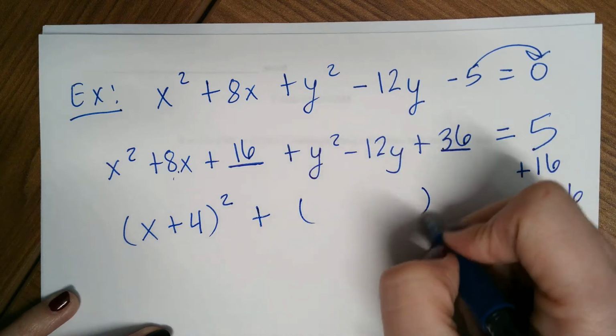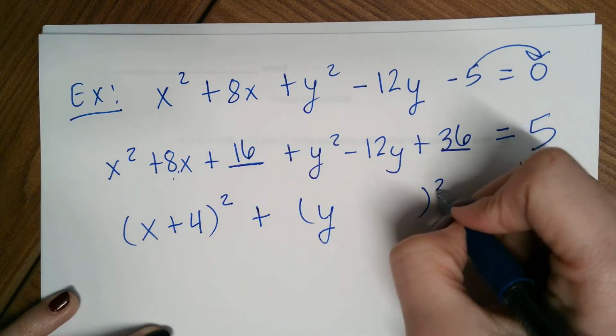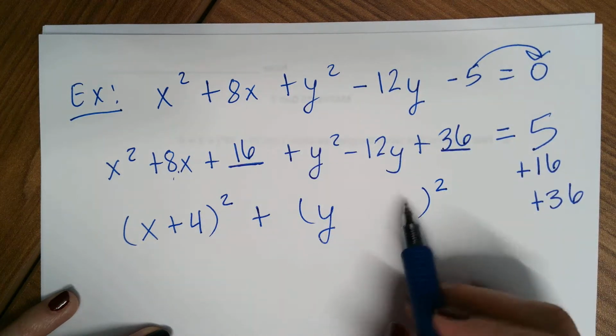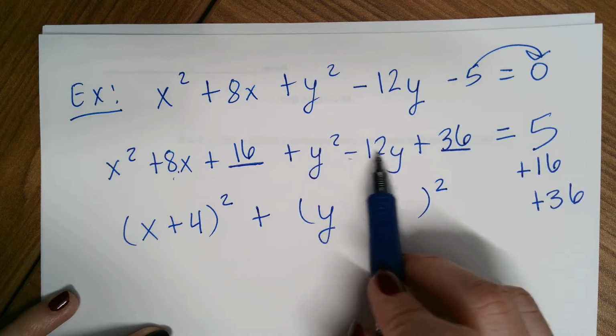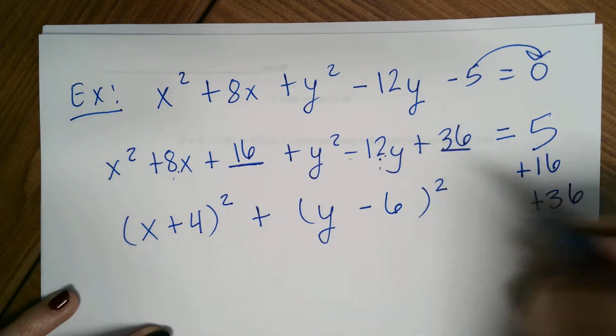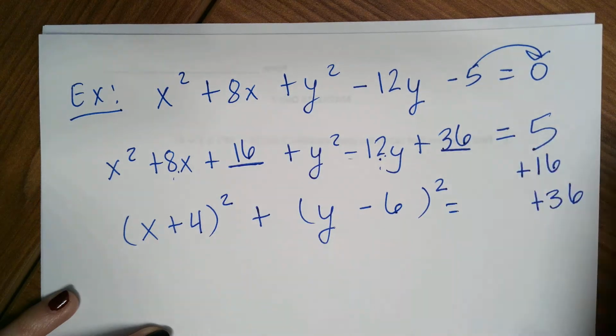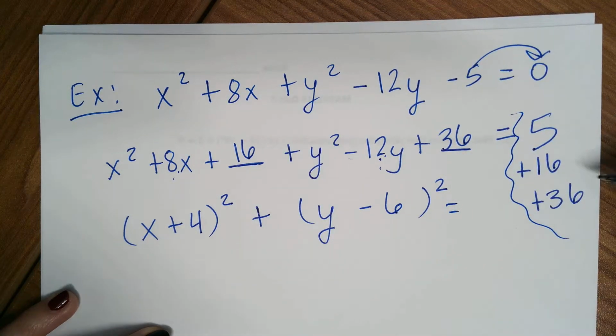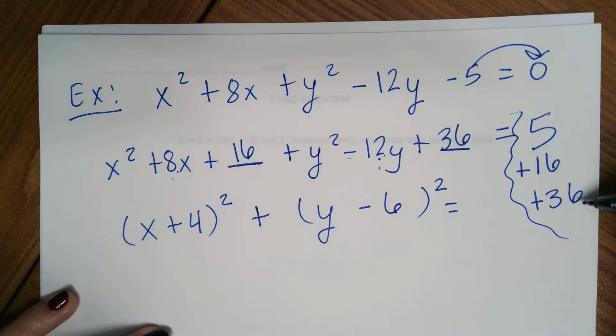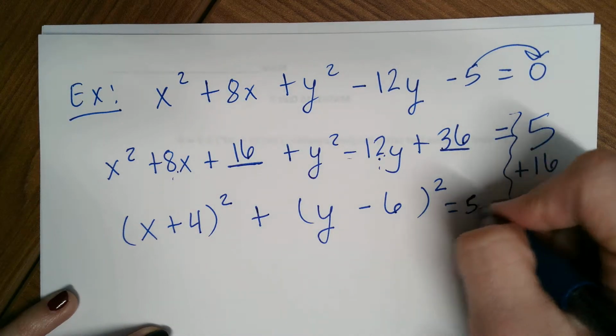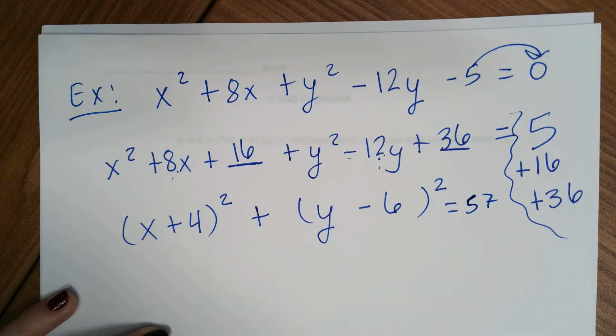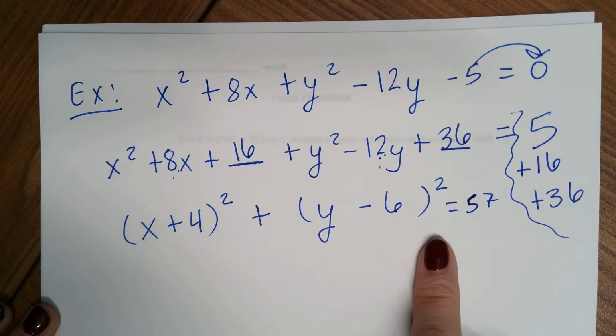Plus, same thing is going to happen with my y's. I'm going to have a y in there, and it's going to be squared, and the value is half my b value. My b value is negative 12, so I get negative 6. And this is going to equal 16 plus 36 is 52, plus 5 gives me 57. Yes, 57. All right, so there we go. We have our circle in standard form.